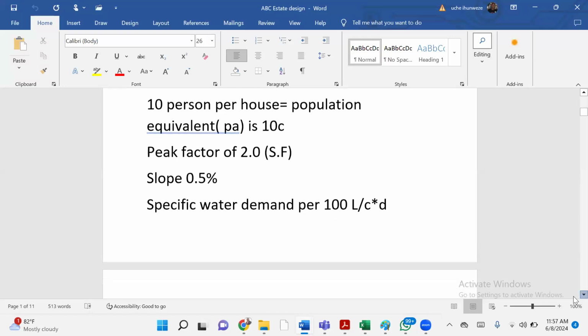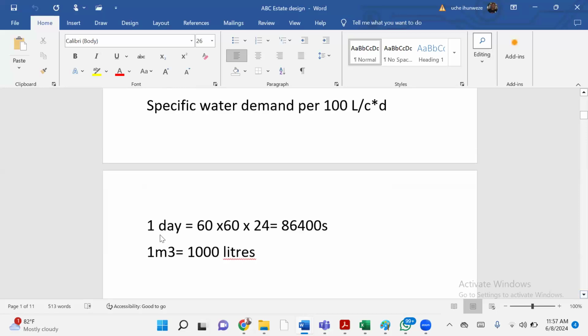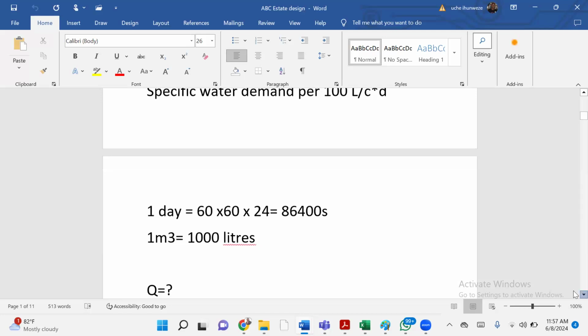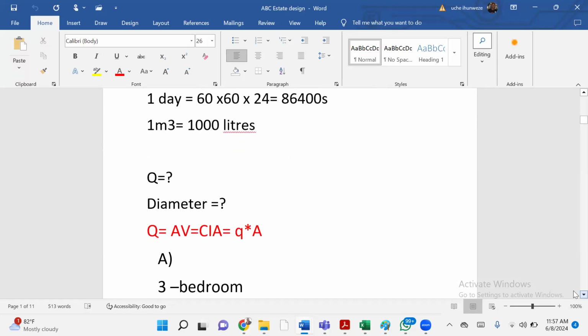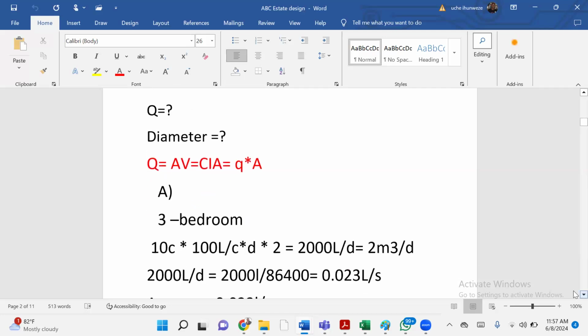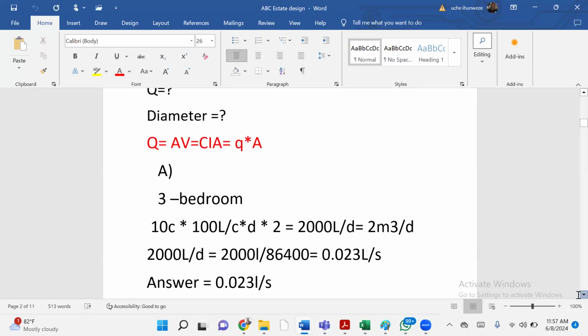Now, let's answer question 1. These are all assumptions, right? So first question: what is the water demand? The water demand for a 3-bedroom, using the equation we all know, becomes 100 times 2 times 10. That gives you 2,000 liters. Well, we've done this. Any question? No question. So this is the answer.